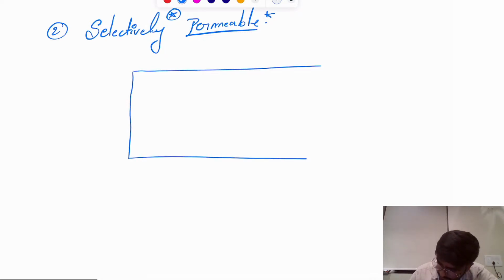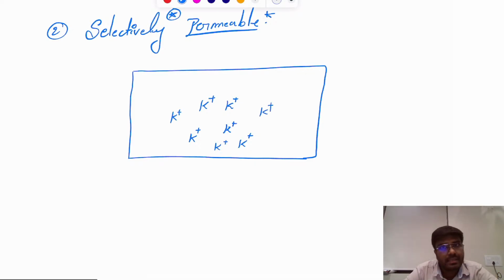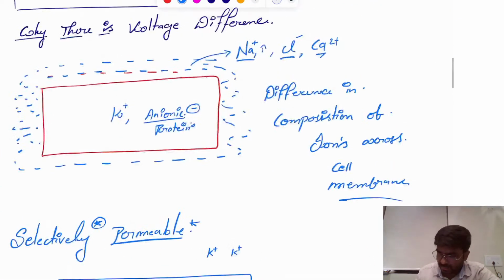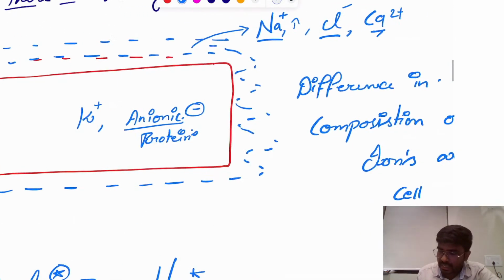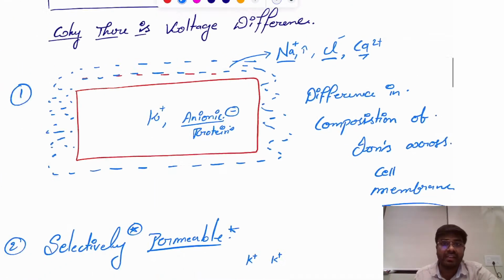Okay. Now, look here. This is your cell. I have explained to you that inside the cell, more potassium will be there. Intracellularly, the potassium concentration is more. Outside the cell, potassium is less. In this diagram also I have explained it. So potassium is more inside the cell, and outside the cell the potassium concentration is very, very less.